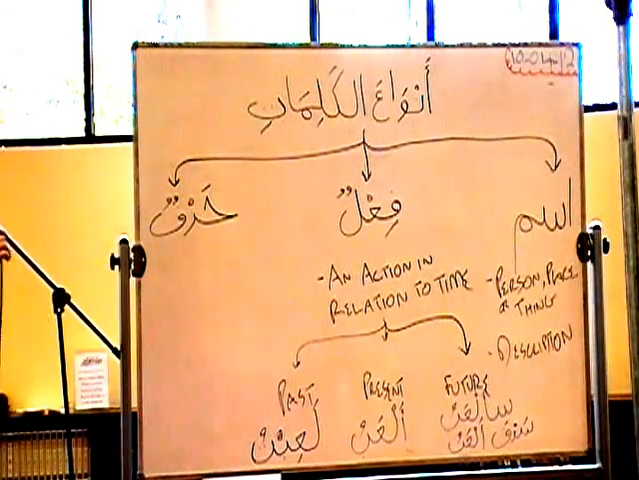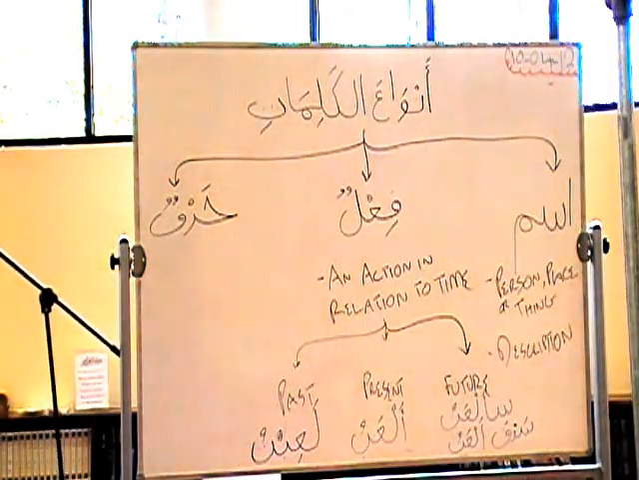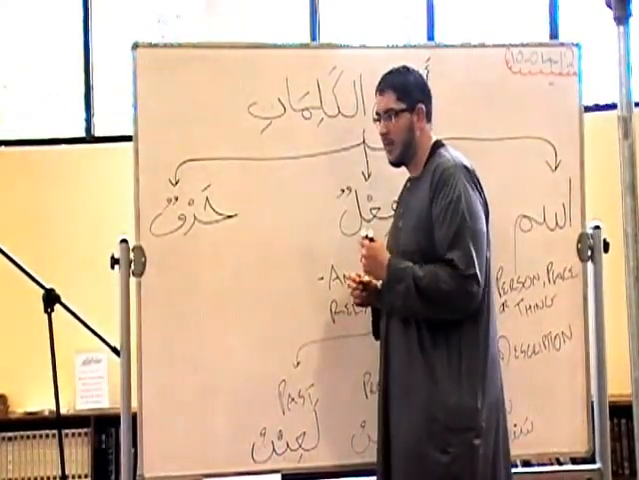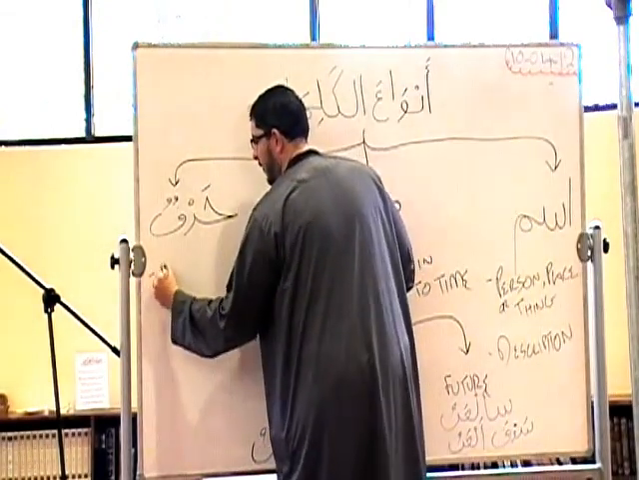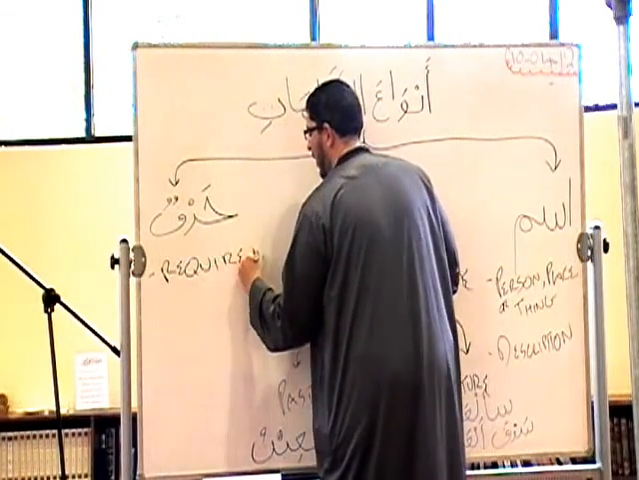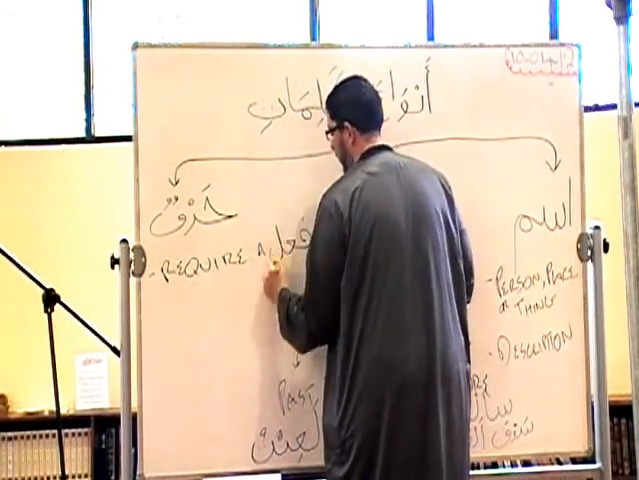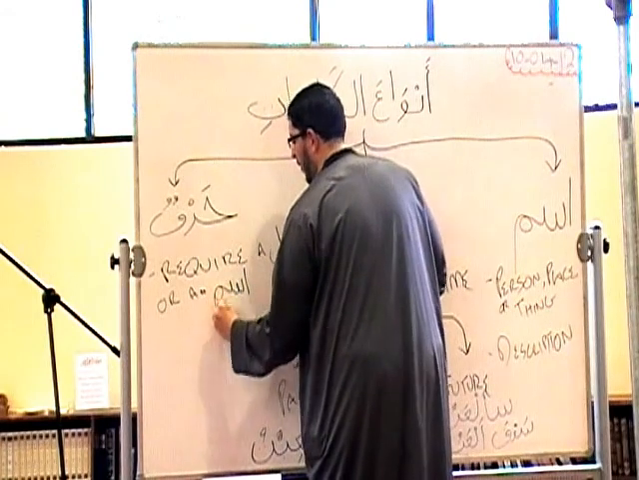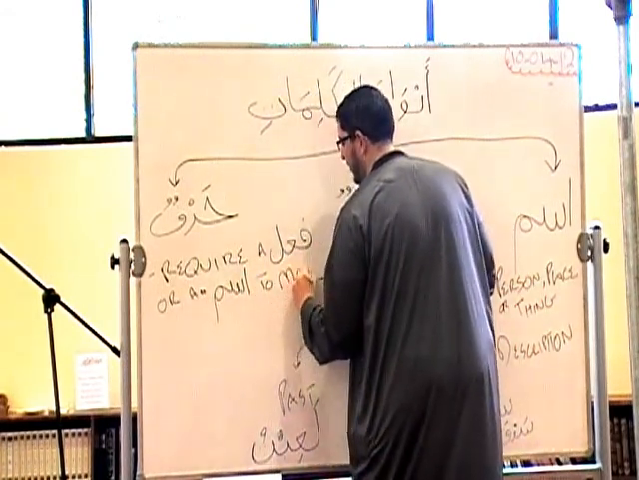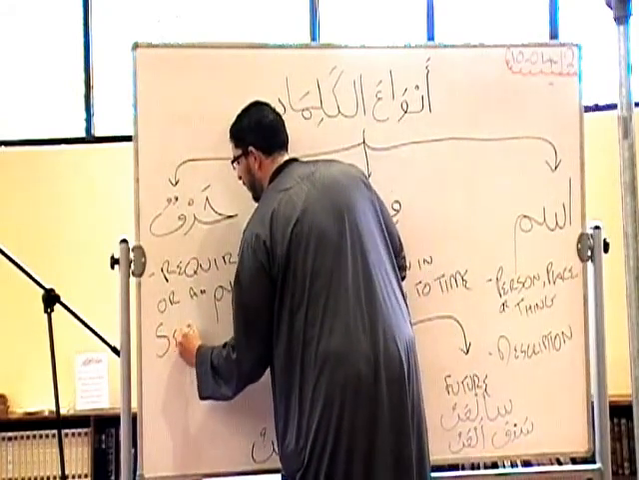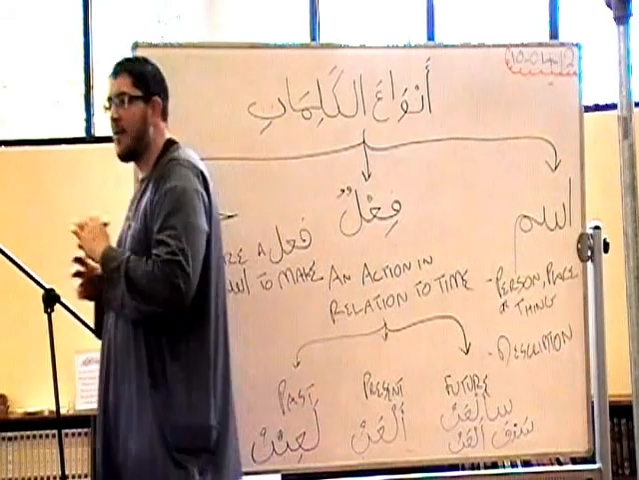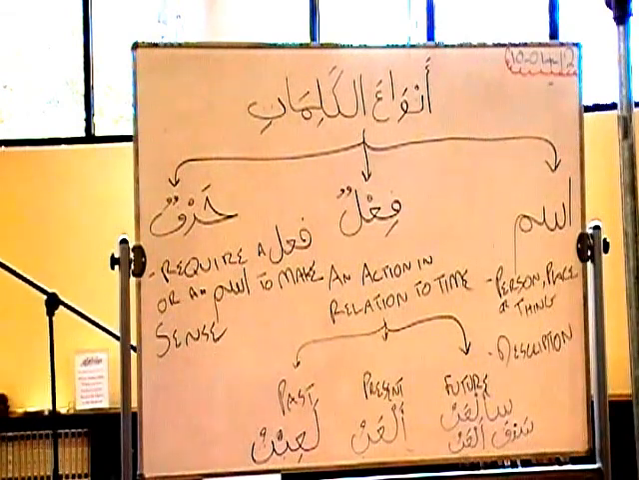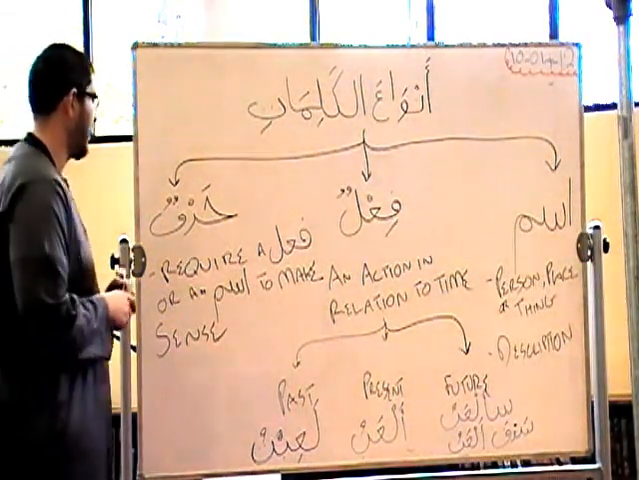And last but not least is harf. The basic description of the harf is that it describes words that require a fi'l or an ism to make sense. By themselves, they're never by themselves. No harf is by itself. Harf, huruf, which is the plural of harf, are always with another ism or fi'l.